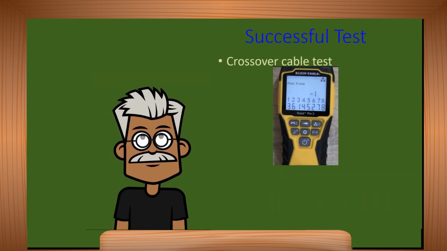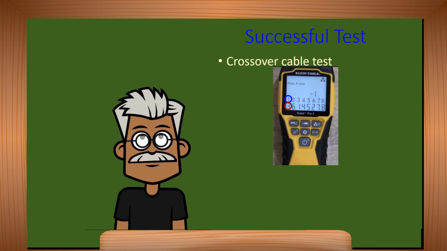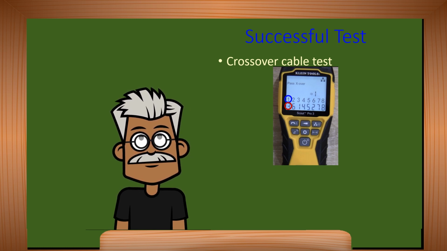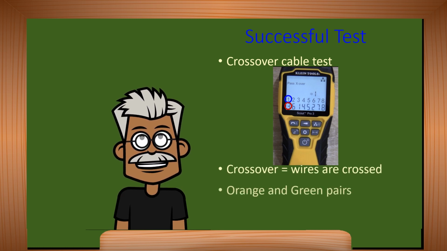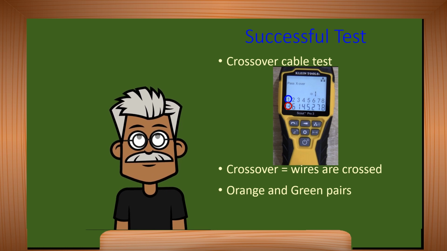Let's watch that again. The wire in position 1 on the tester side is in position 3 on the remote side. Position 2 on the tester side goes to position 6 on the remote side. Then 3 goes to position 1. Positions 4 and 5 are the same on both ends. Then position 6 goes to position 2 on the remote end. This is normal for a crossover cable where the orange and green pairs swap positions in the 2 standards.